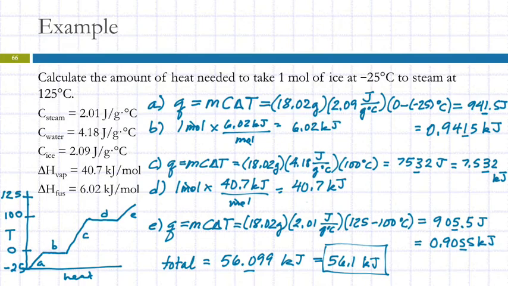There are lots and lots of different kinds of problems that could be asked. So identify where you're starting on this stair-step thing, where you're ending up, and then a separate calculation for each line segment. How much heat would be released if I took a mole of steam at 125 degrees Celsius and changed it into ice at minus 25 degrees Celsius? Negative 56.1 kilojoules. The same amount of heat would be released going from steam to ice.